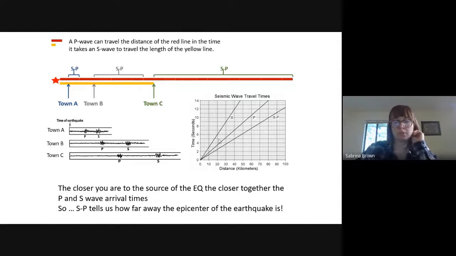All right, so the closer you are to the source of the earthquake, the closer together the P and S wave arrival times will be. And because of that, the difference between when the P wave and the S wave arrives, that SP interval, can tell us how far away the epicenter of the earthquake is, which is really cool. And so we can use diagrams like this one, and, okay, we know that it took, let's say, 10 seconds. We have an interval of 10 seconds between when our P wave arrived and when our S wave arrived on our seismograph. So we know that the epicenter was 80 kilometers away.